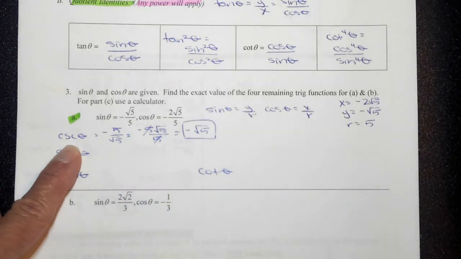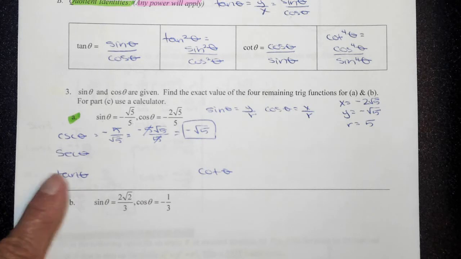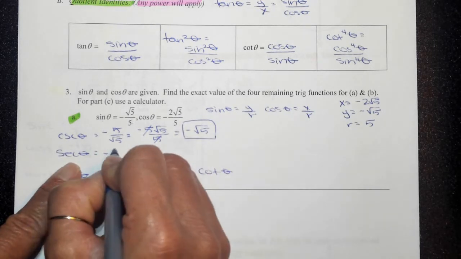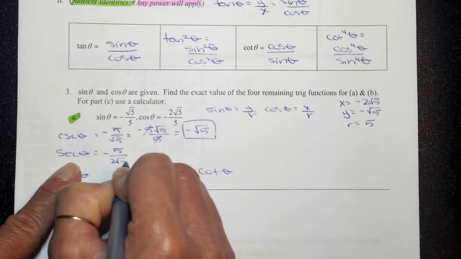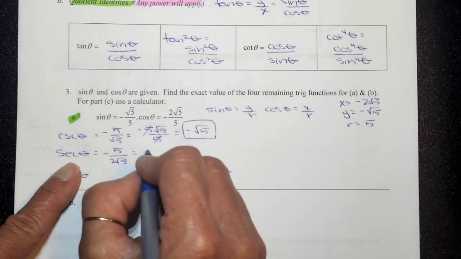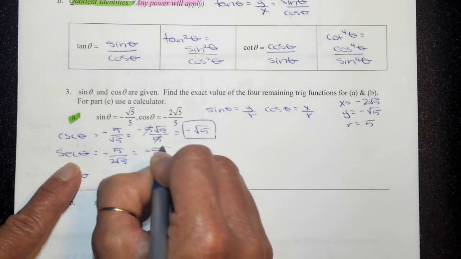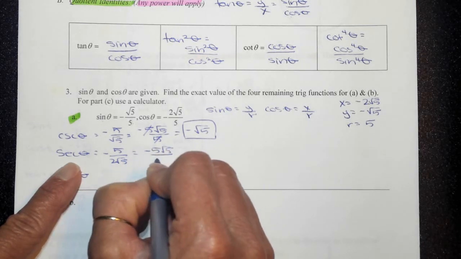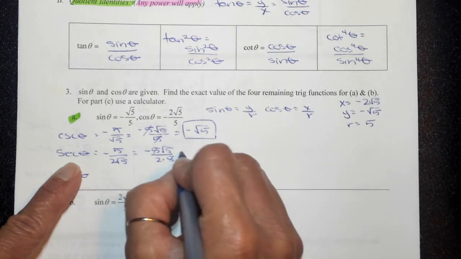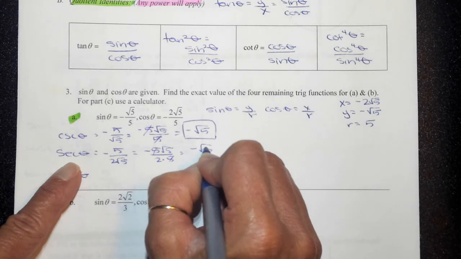And I know some of you can do this in your head, and that's totally fine. Secant of theta is now going to be negative 5 over 2 square root of 5. So when I multiply by square root of 5 over square root of 5, I end up with negative 5 square root of 5 over 2 times 5. I'm just going to write it like this because now I can reduce this. So this is equal to negative square root of 5 over 2.